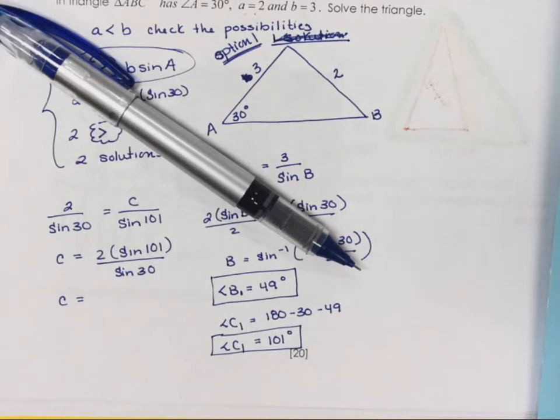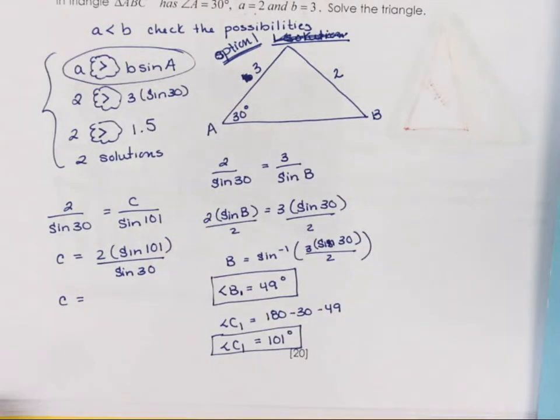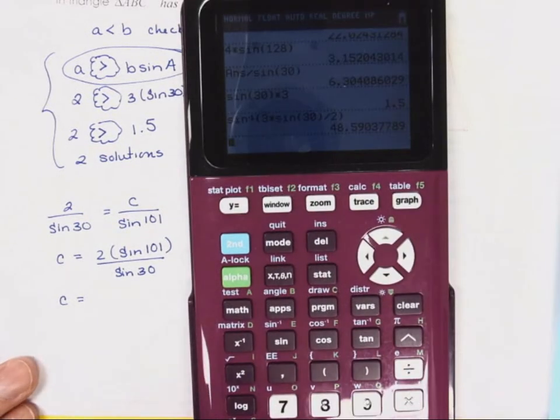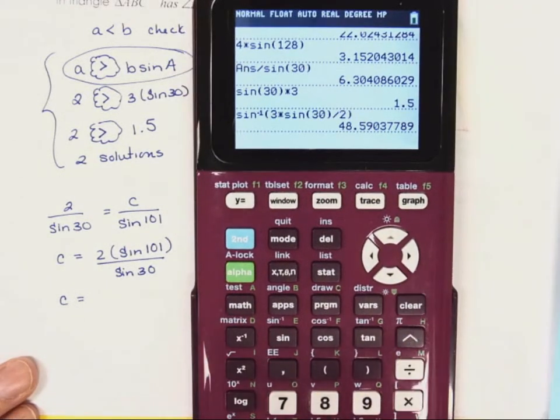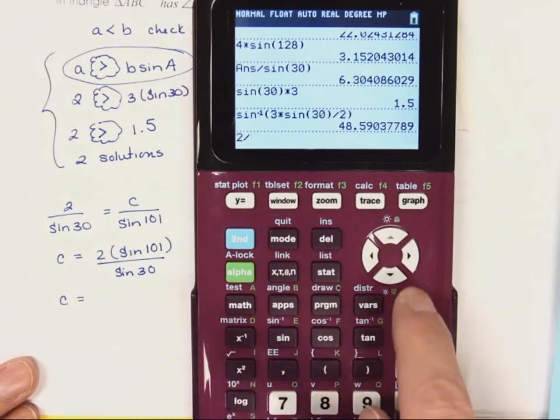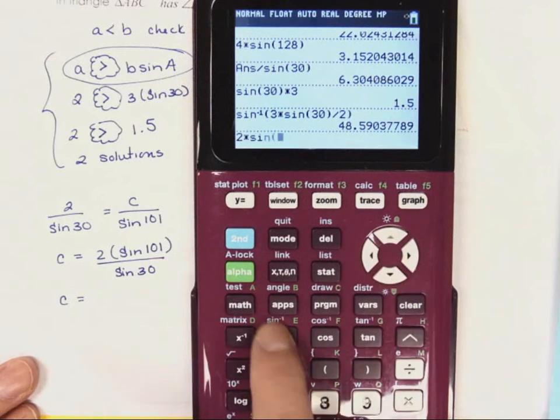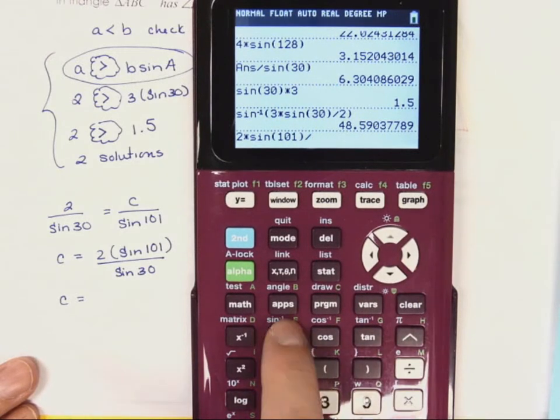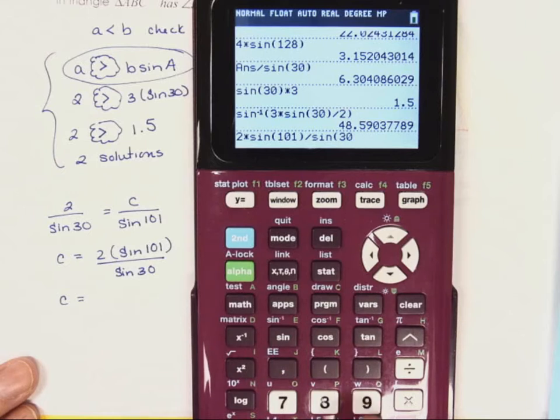So 2 times sine 101 divide by sine 30. Close my bracket on that. And I get 3.93. And I'm going to say that that is side C1.